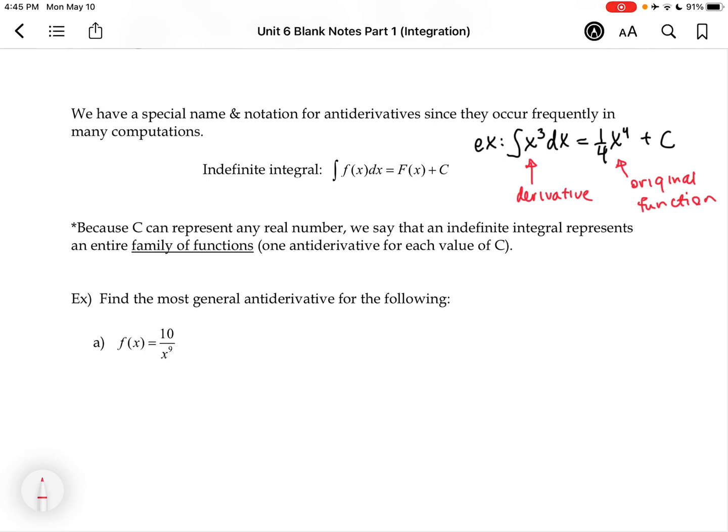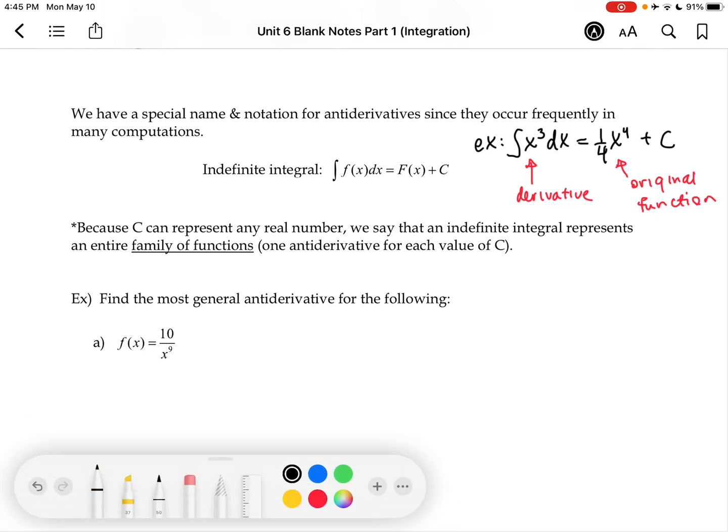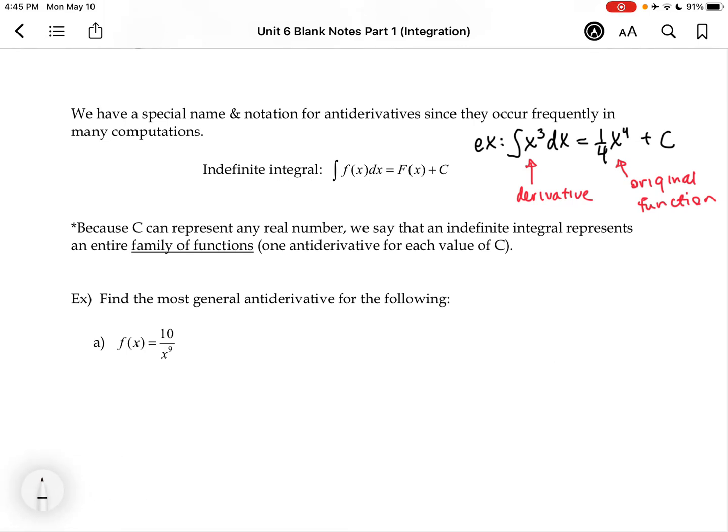Now, the power rule, the reverse of the power rule comes up quite a bit. So let's actually just work with that a little bit. Okay? So when we are differentiating, right? If we have f of x equals x to the n, then f prime of x equals n times x to the n minus 1. Okay, so that's the process that we go through when we are differentiating.